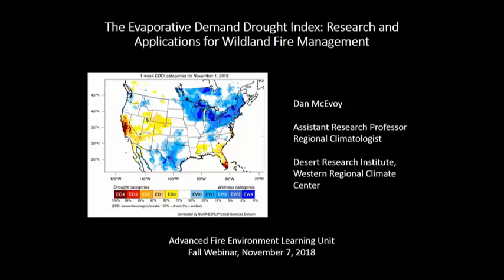This is a tool that's been in development for several years, and it's gained quite a bit of traction with the drought monitoring community, but we're really just starting to introduce this to the fire community as we're seeing some potential uses for it there. And so this is a great opportunity just to get the word out there and hopefully spur some ideas on potential applications for this in fire management.